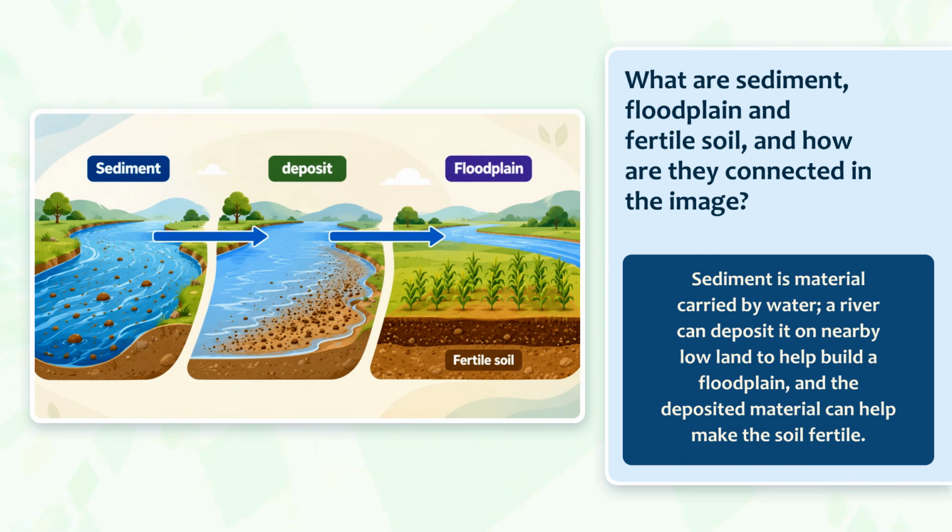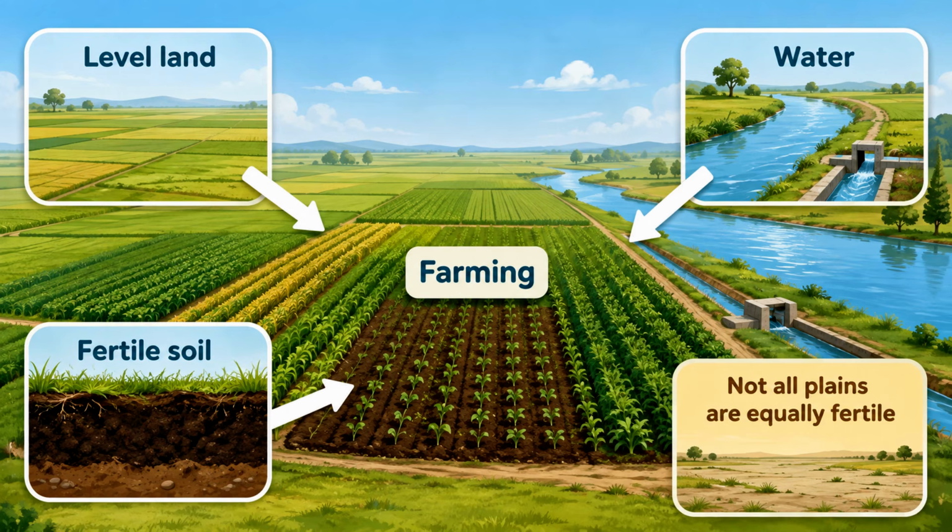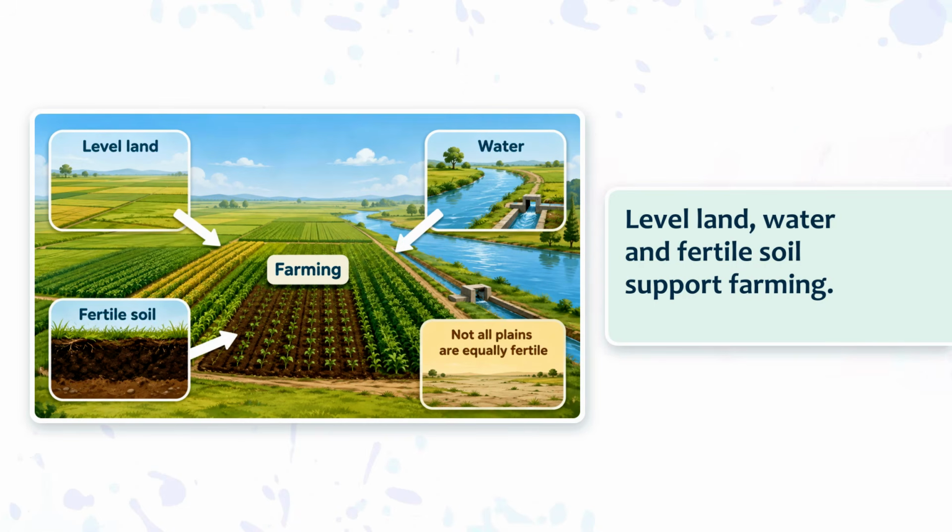Next, we will connect level land, water, and fertile soil with farming. Relatively level land, available water, and fertile soil can combine to support farming on plains. However, all plains are not equally fertile. The field depends on several conditions, not one. Level land, water, and fertile soil support farming. The three clues work together.